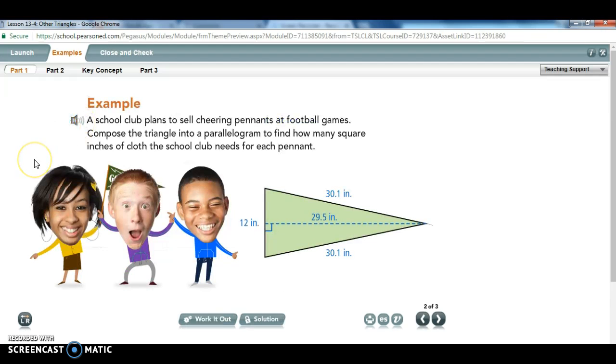A school club plans to sell cheering pennants at football games. Compose the triangle into a parallelogram to find how many square inches of cloth the school club needs for each pennant.